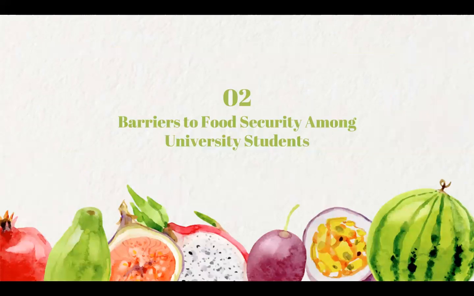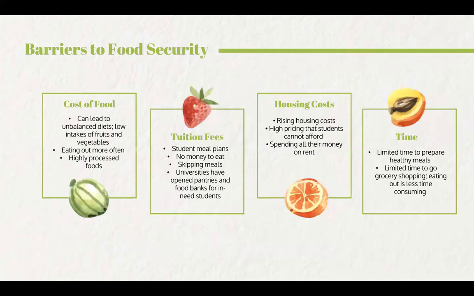And next, we're going to discuss barriers to food insecurity among university students. There are several barriers to food security among university students, and the most common barriers among undergraduate students are the cost of food, tuition fees, rising housing costs, and time management. First, research has found that the cost of food can lead to unbalanced diets. The most common form of unbalanced diet among students is low level intake of fruits and vegetables.